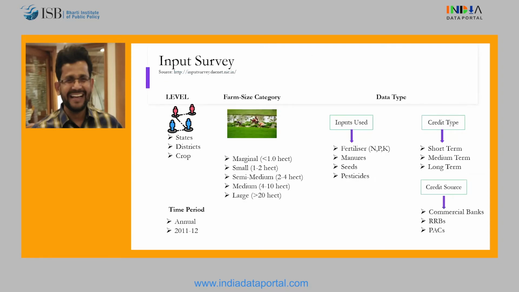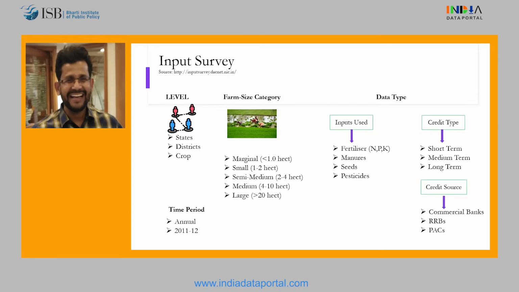The input survey, mostly the ag census, most of the information is covered in the ag census. These two surveys are conducted one year apart. In the input survey, the special characteristic is which type of inputs the farmers use to produce a particular crop. The same information is in the ag census, and the difference is that you are getting more information about the type of fertilizers, pesticides, seeds, and manures used by farmers to produce a particular crop.